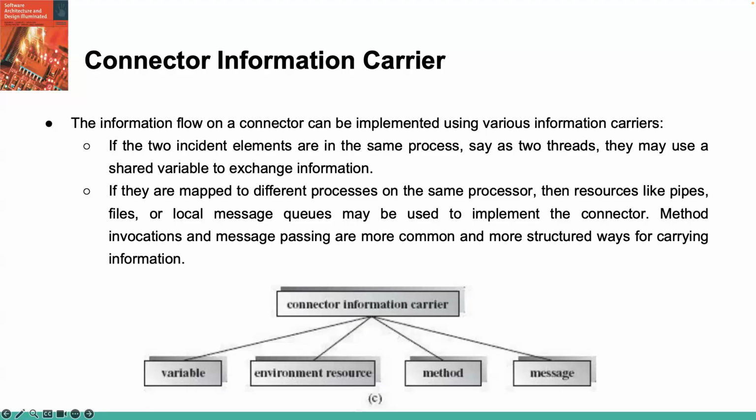Choosing the right information carrier is important because shared variables are fast but can only be used when elements are in the same process. Pipes, files, or queues are useful for separate processes that need to exchange data but live on the same environment. Method invocation and message passing offer more flexibility and structure, especially in distributed systems.